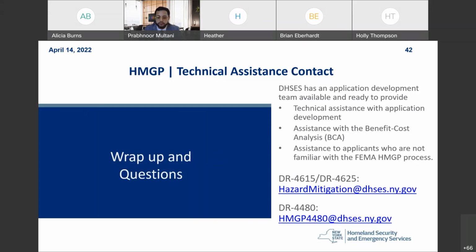Okay. Other questions, I see another one here that says, are prior UOC projects or Army Corps of Engineers projects allowed to be shown as prior costs? I'll add that to the group to see if there's an answer. Pravnor, any thoughts on that?